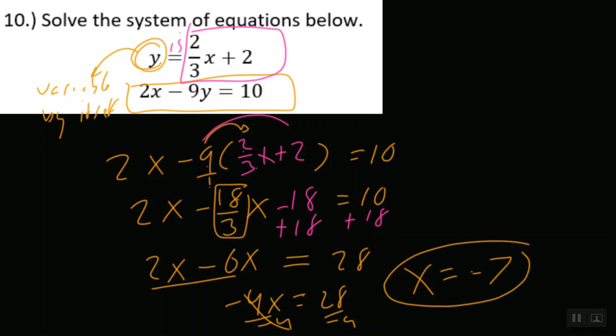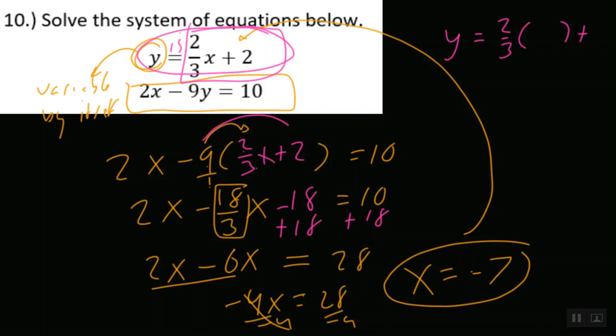Now, if you will recall, that is not good enough to finish this. We now need to go ahead and plug this back into here. So we can say this. Let's do this equation in purple. y equals 2 over 3 parentheses plus 2, where our x value is negative 7. And what is that going to look like? That's negative 7 over 1. So we get negative 14 over 3 plus 2 over 1.